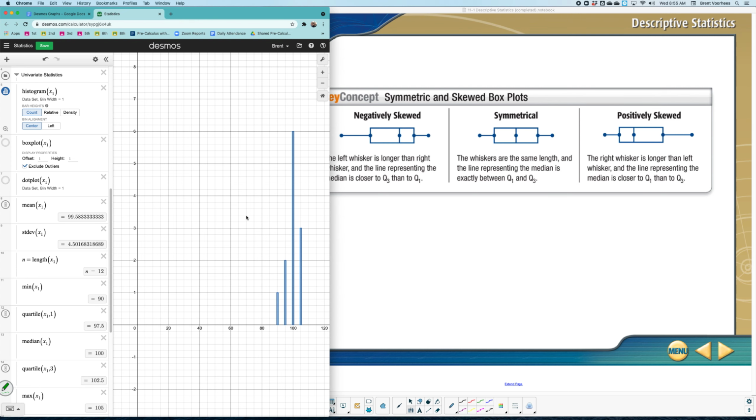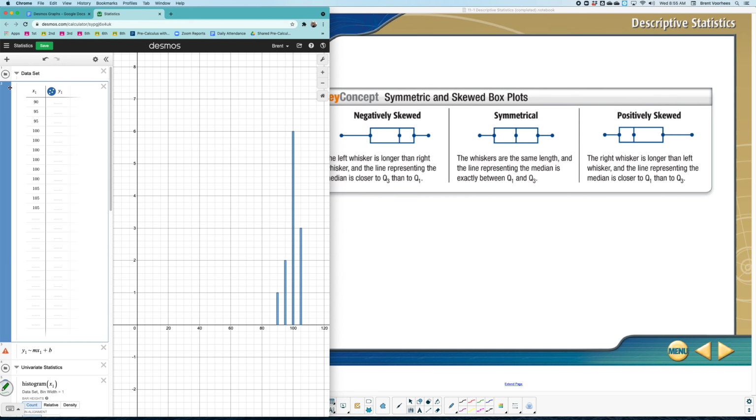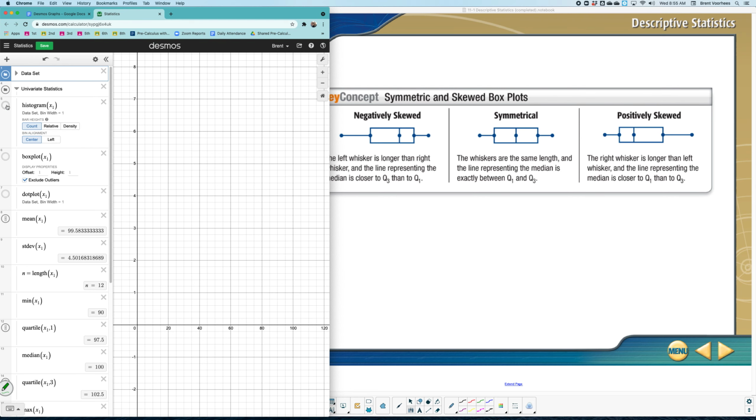So on our data, for real quick, I'll give you a new example, but I'll just show you on this one. If I had switched from a histogram, let me take off histogram and open up box plot, you can see that this one was left skewed. See how that whisker is longer to the left than it was to the right? That would be left skewed or negatively skewed.